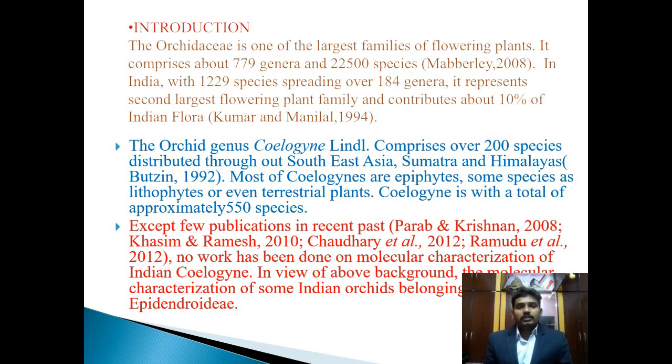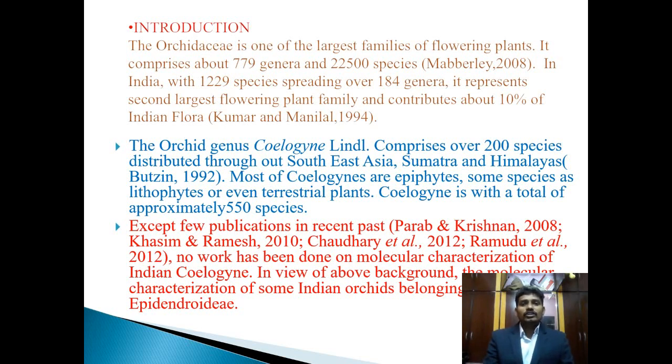The orchid genus Coelogyne comprises over 200 species distributed throughout southern East Asia, Sumatra and the Himalayas. Most of the Coelogynes are epiphytes. Some species are lithophytes or even terrestrial plants. Coelogyne has a total of approximately 550 species. Except for a few publications of the recent past, no work has been done on molecular characterization of Indian Coelogynes.